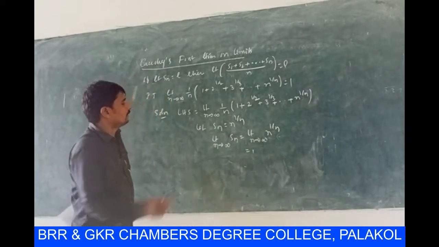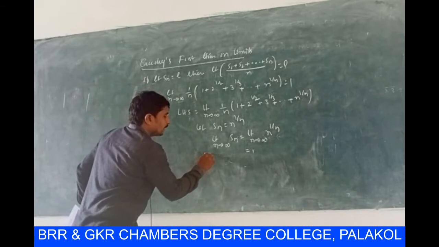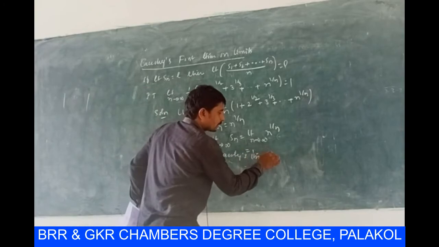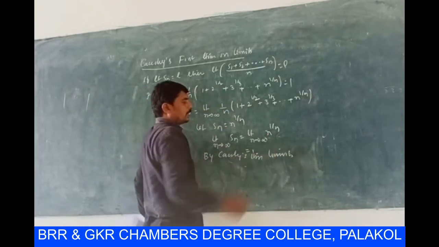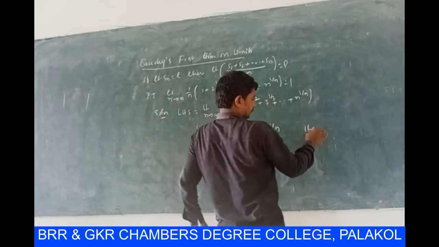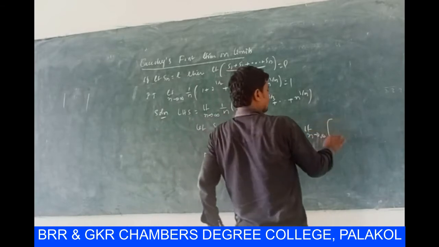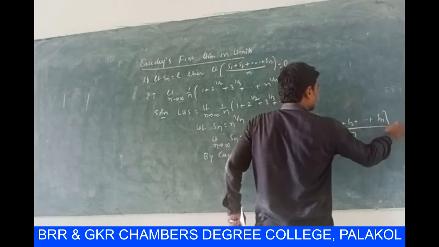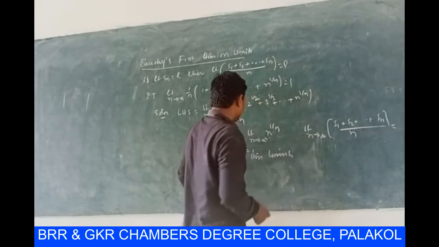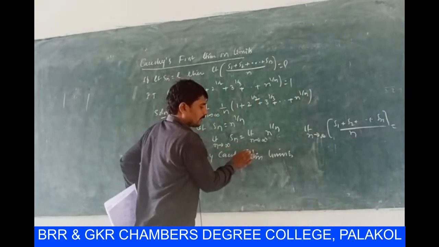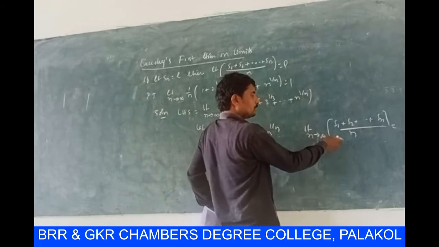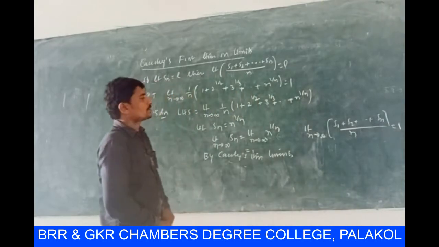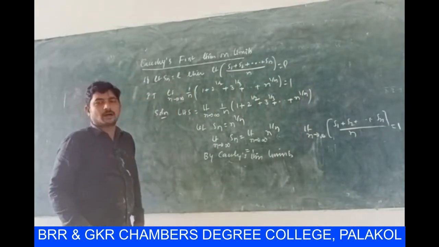Now, by Cauchy's first theorem on limits we have limit n tends to infinity (S1 plus S2 plus and so on plus Sn) by n is equal to, according to the theorem, if limit n tends to infinity Sn is equal to 1, then by Cauchy's first theorem on limits this value is also equal to 1. This is 1. Okay, is it clear? So this is the problem related to Cauchy's first theorem on limits.